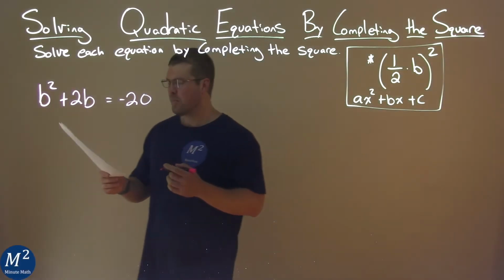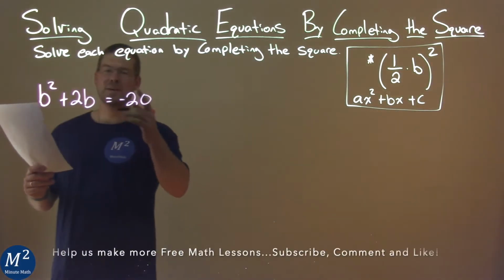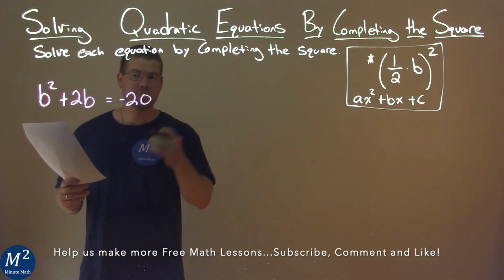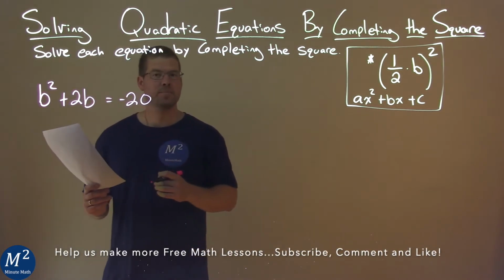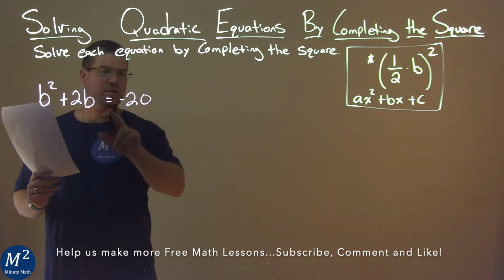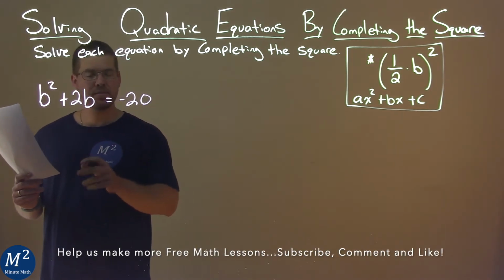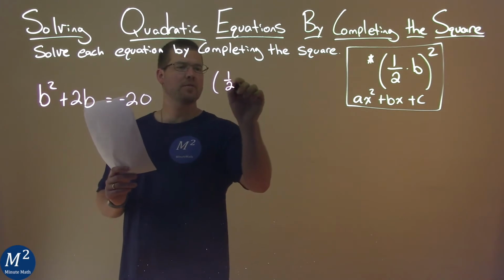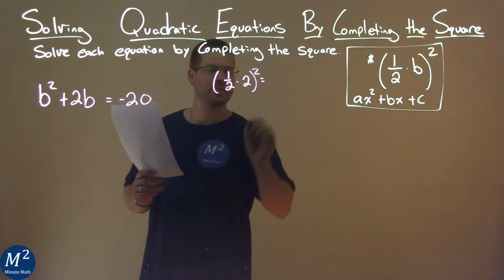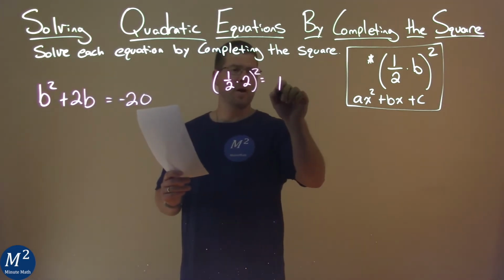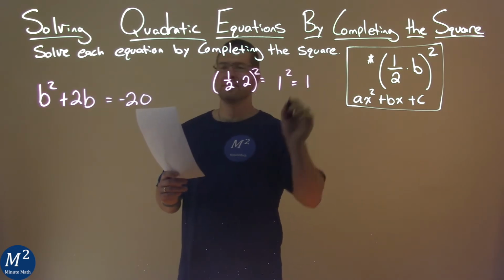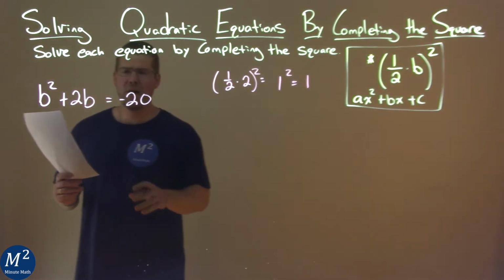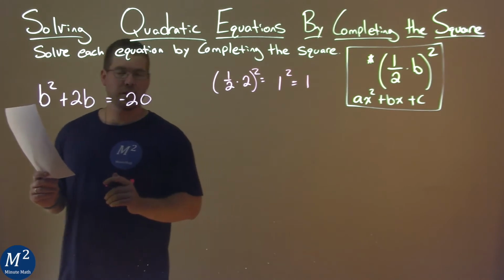We're given this problem right here. b squared plus 2b equals a negative 20. And we want to solve this by completing the square. Well, right now that c value is already on the right-hand side of the equation. So our b value being 2, I'll use my formula: 1/2 times 2, all squared. 1/2 times 2 is 1. 1 squared is 1. So now I'm going to add 1 to both sides of the equation.